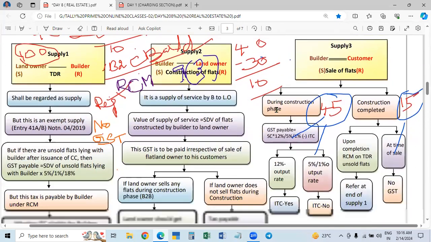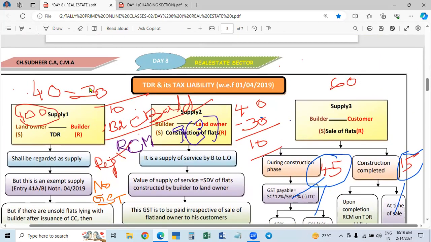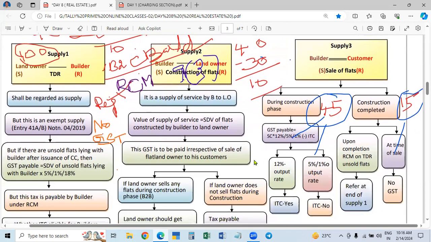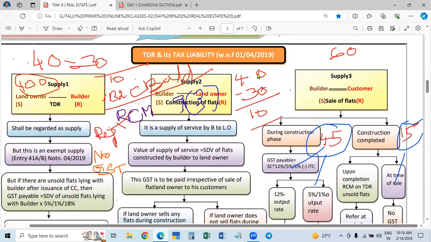Okay, in this case, this is completed. And he sold the balance 10 flats after the construction, so there is no tax liability. So this is completed. His liability is over. For the 30 flats, he collected the tax from the customer and paid it to the builder. The builder showed the liability with the landowner's GST number, and the landowner set off his liability against the ITC received from the builder. This way his job is closed.